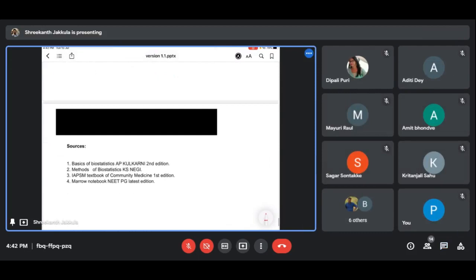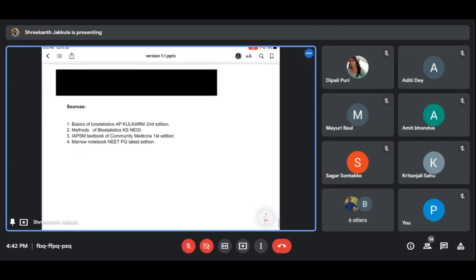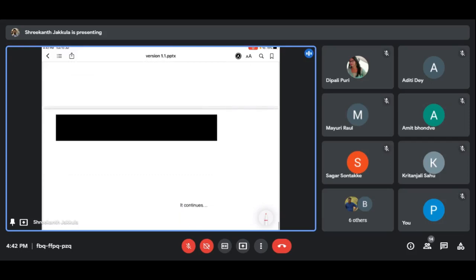And these are the sources of today's lecture: Kulkarni, Negi, IAPSM, and the latest edition of Marrow. So biostatistics is always recollecting what we have read and then what we are going to learn further. So it always continues. Thank you.